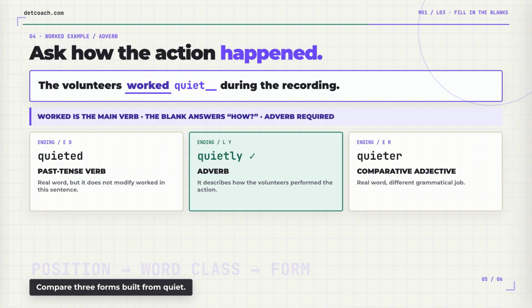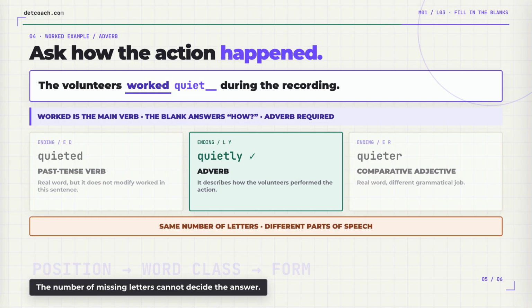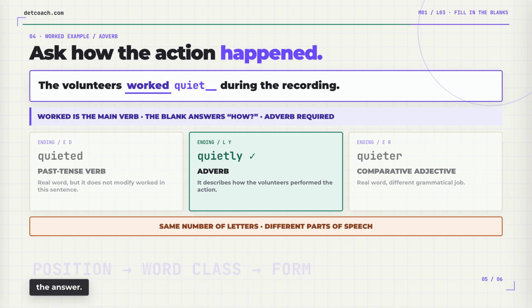Compare 3 forms built from quiet. Quieted is a past tense verb, quietly is an adverb, and quieter is a comparative adjective. Each form adds 2 letters, but each has a different grammatical job. The number of missing letters cannot decide the answer. The grammatical role of the word can decide the answer.